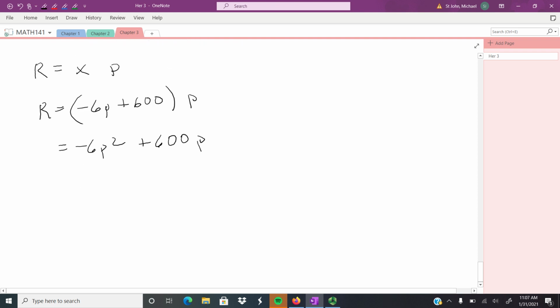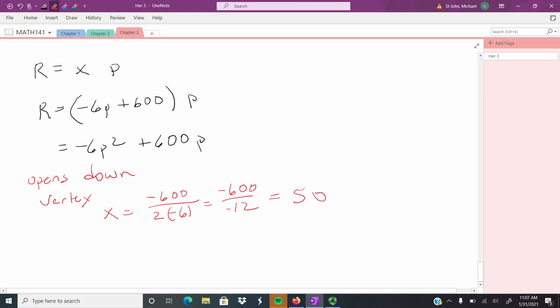And so, again, this is a parabola, and it opens down, and the vertex, and so x is going to be minus 600 over 2 times negative 6. So minus 600 over negative 12, and this will give us 50. So that is in terms of the price. So the price is going to be $50.